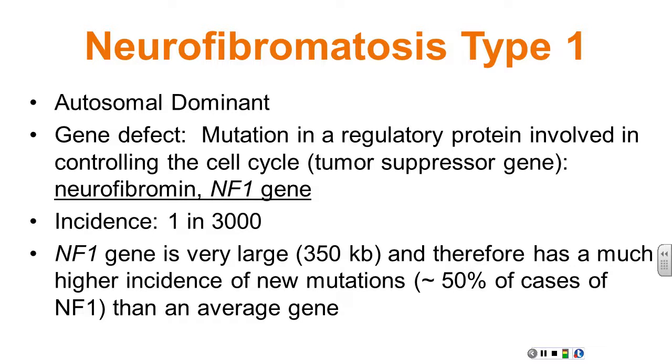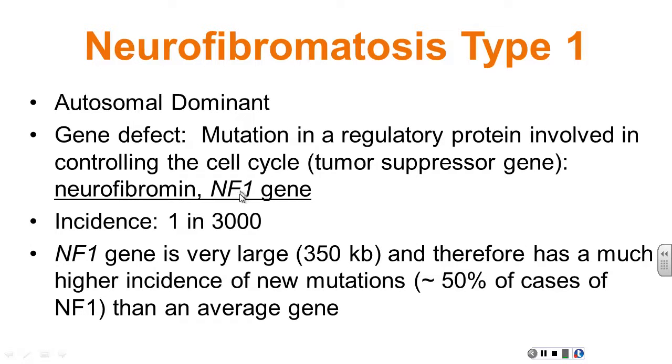So, neurofibromatosis type 1, NF type 1, it's much easier to say NF type 1. Very famous, very well-known genetic disease, one you will absolutely be required to know for board exams. It is autosomal dominant. The gene defect in this case is a mutation in a regulatory protein. It's actually called neurofibromin, and the gene is called the NF1 gene.